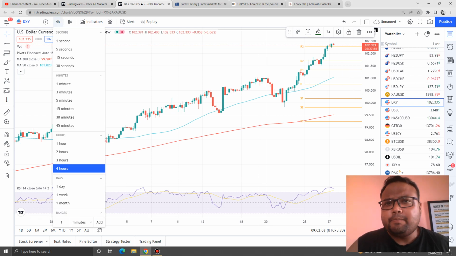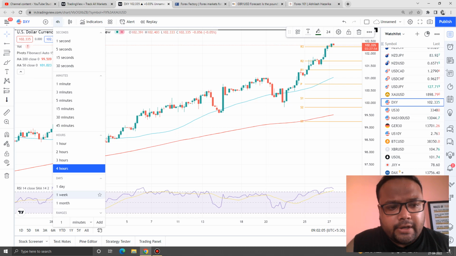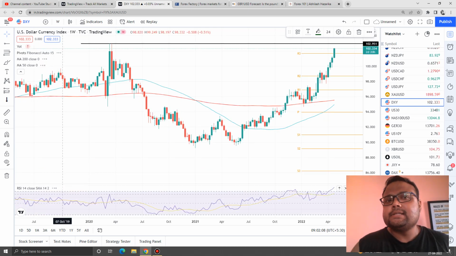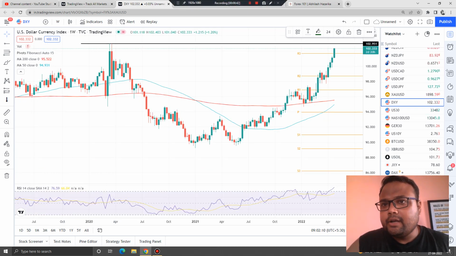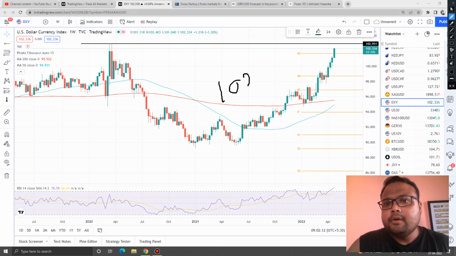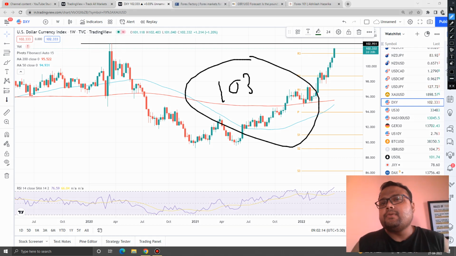As I have already explained many times in my previous videos, the next big resistance for DXY is the 103 level. So if DXY reverses from the 103 level, 102.90 level, then we can expect some sort of recovery on the chart of GBP USD or Euro USD or any other USD pair.